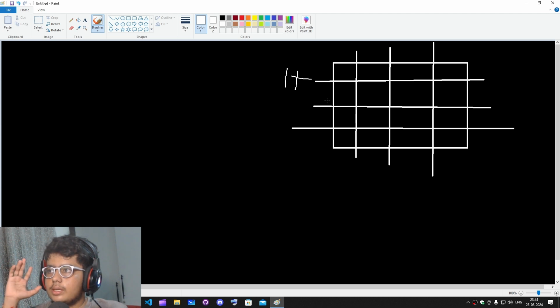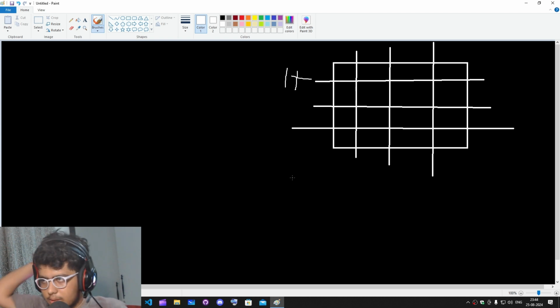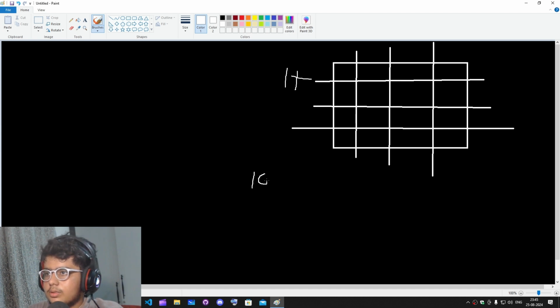This is getting more insane, more tougher. Like how will we calculate this? Yeah, we will. We got 16 squares over here. So you can say 1 into 1, 16 of them: 1 2 3 4, 1 2 3 4, 4 into 4 is 16.